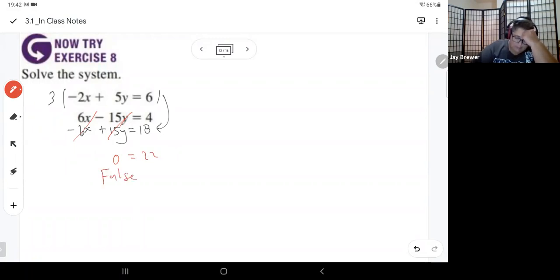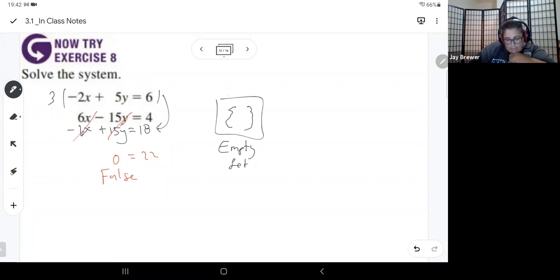Okay, so because of that, we have the solution set of either the empty set, it's written like that, or you can call it the null set. That is not 0.